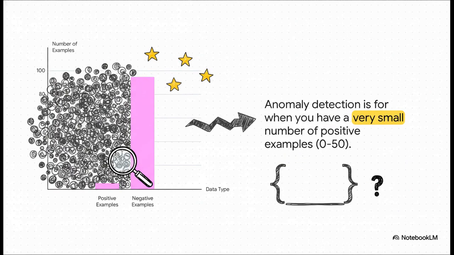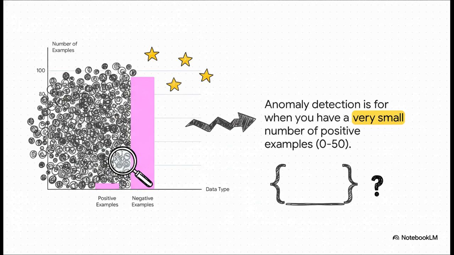And now look at the complete opposite picture. This is where anomaly detection lives. It's built for a totally different world, a world where you have tons and tons of normal negative data, but only a tiny, tiny handful of positive examples. We're talking maybe 50, 20, heck, maybe even none at all.